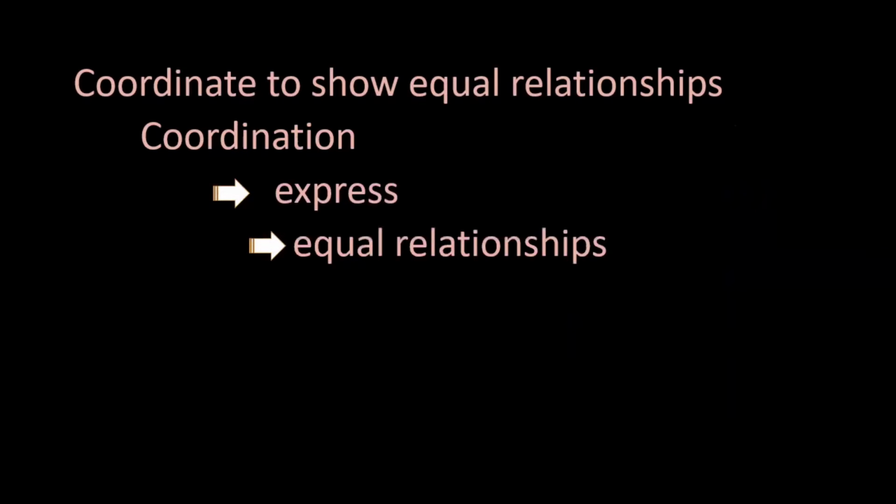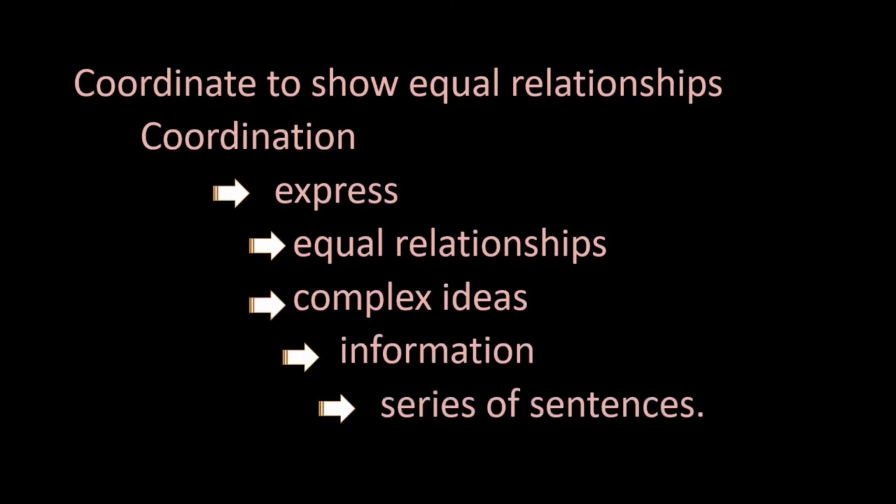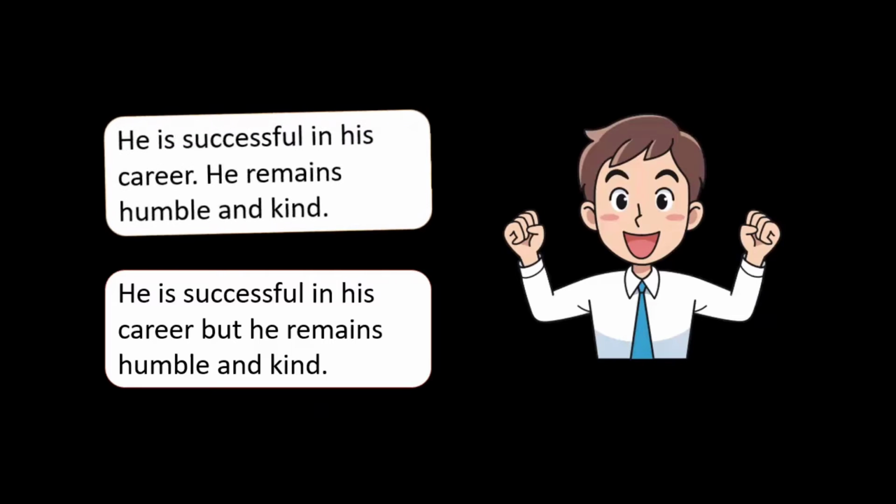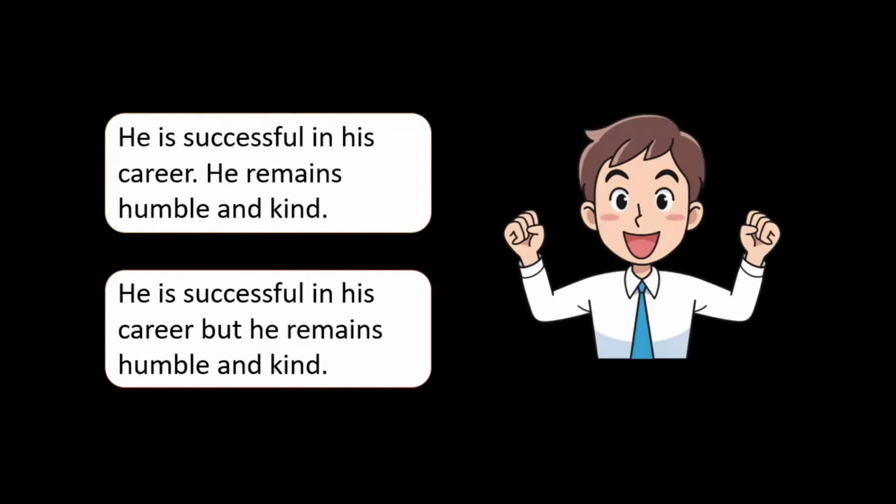Coordinate to show equal relationships. Coordination also allows you to express equal relationships among more complex ideas and information among a series of sentences. Look at the following sentences. He is successful in his career. He remains humble and kind. The sentences are actually descriptions of the subject, he. And if you study these descriptions, they show equal relationships. So we can put them together by using coordination. So the result is, he is successful in his career, but he remains humble and kind. So that is easier to read and understand.